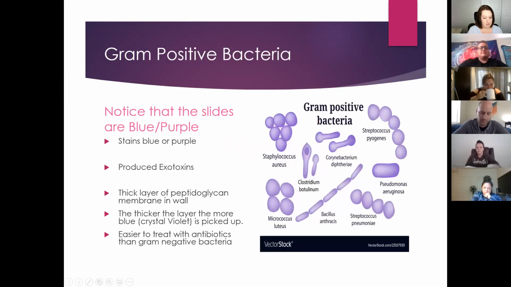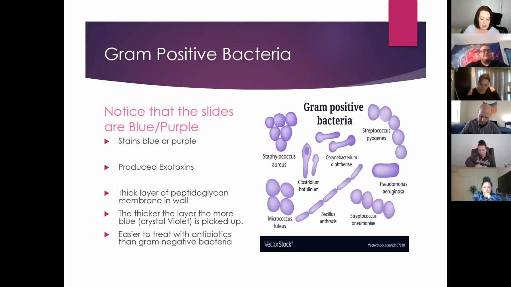Okay, so let's start talking specifically about gram-positive. So purple or blue stain, they produce exotoxins. And exotoxins are a toxin that is secreted by the bacteria. Those toxins cause damage to the host by destroying our cells. So it's destroying the white blood cells that are trying to fight it, as well as cells that are living in the area of the infection. They can be highly potent and eventually cause sepsis.